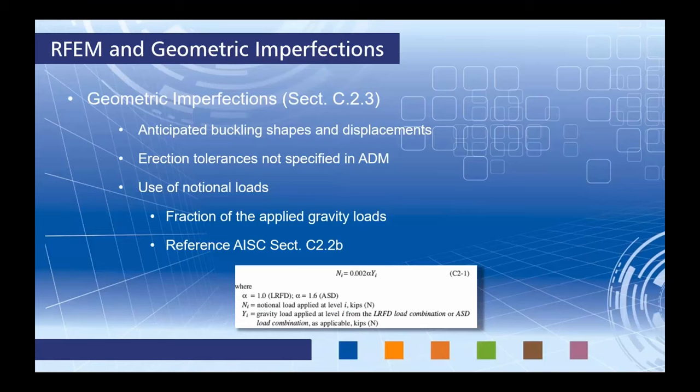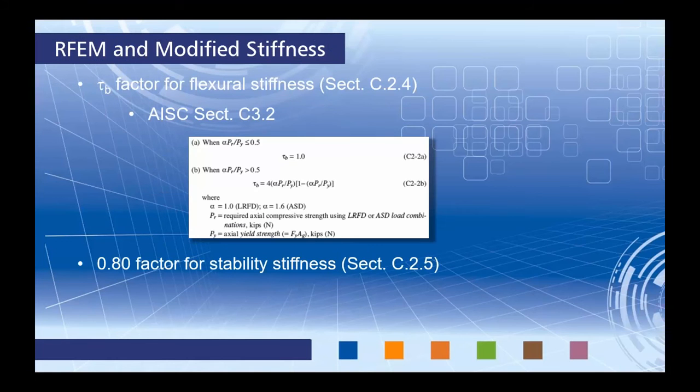So that is all that we want to discuss regarding geometric imperfections. Now, points number 4 and 5, which were modified stiffness and uncertainties in stiffness and strength. This refers to our tau sub B factor for flexural stiffness in section C2.3. This completely refers back to the AISC, once again, section C2.3.